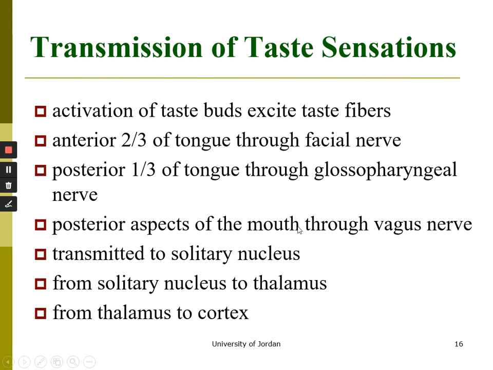So here, the posterior aspect of the tongue and the mouth, through the vagus nerve, transmits to the solitary nucleus, nucleus solitarius in the medulla oblongata, and from there to the thalamus, VPM, ventroposterior medial. And you know ventroposterior medial and ventroposterior lateral are called the ventrobasal complex of the thalamus. From the thalamus to the cortex, where in the cortex? To the insula. The insula is close to the face area when we come to the cortex, okay?